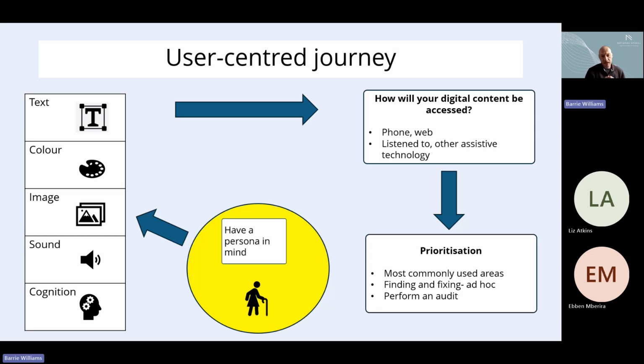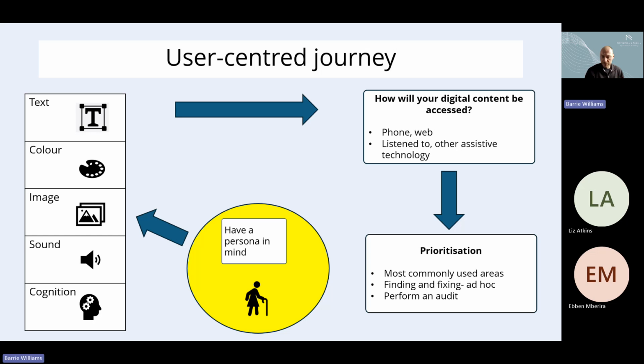So I always said, have a persona or a person in mind when you are designing something. Doesn't matter what it is, whether it's a document, a graphic, or some e-learning module you're designing, have someone in mind to think, would that person be able to access this particular thing? So I'll show you my persona in a second. But what that will do is help you break down the sort of magical five, if you like, or the rule of thumb. These are text, color, image, sound, and cognition.